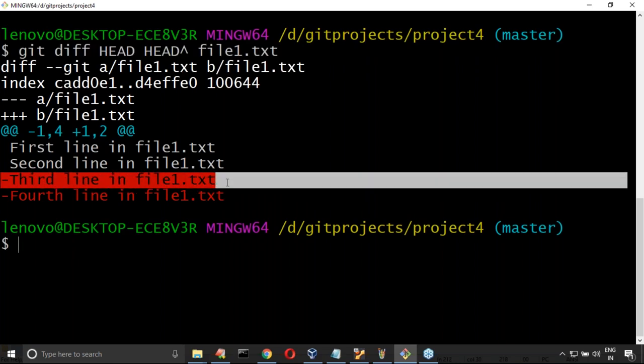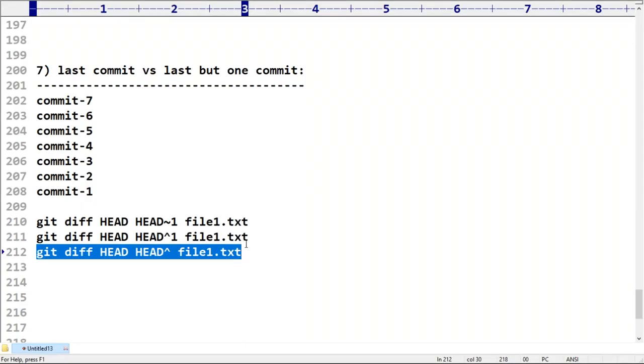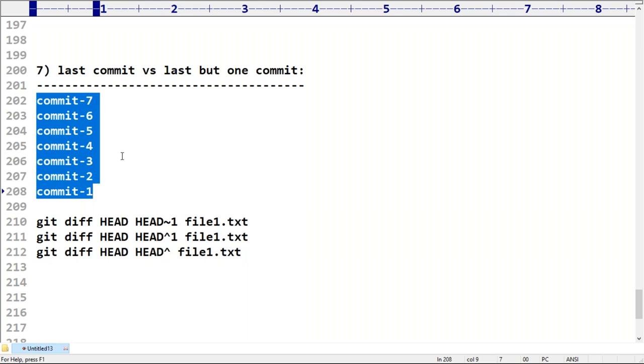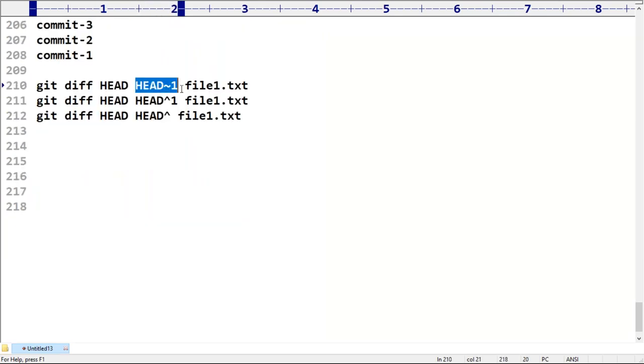Same output, right? Okay, well, any doubt? Are you feeling comfortable? Last commit versus last but one commit without the commit IDs. I'm not using any commit ID. I'm comparing just with the references only.